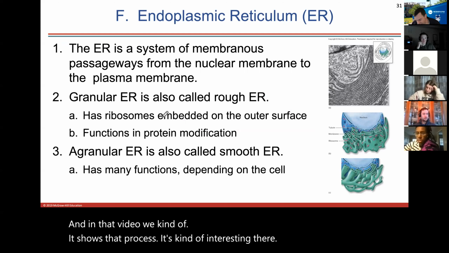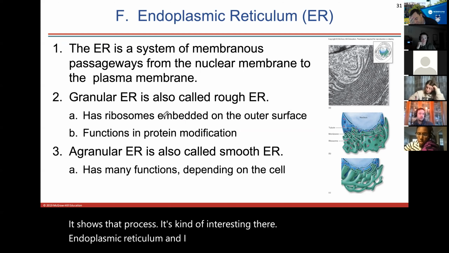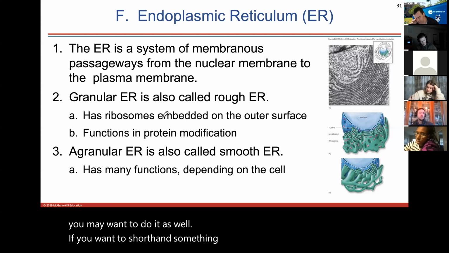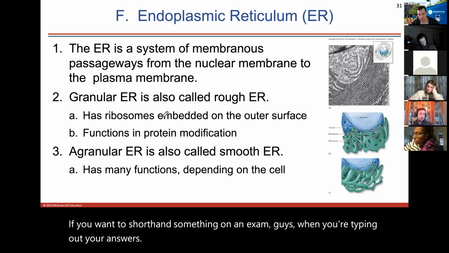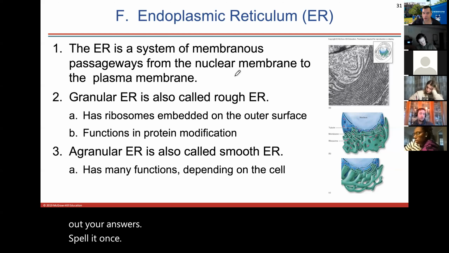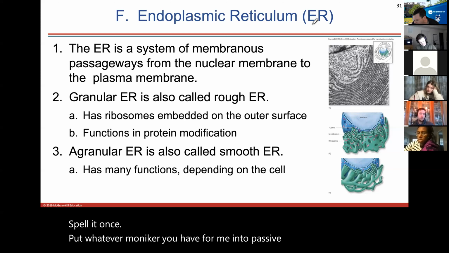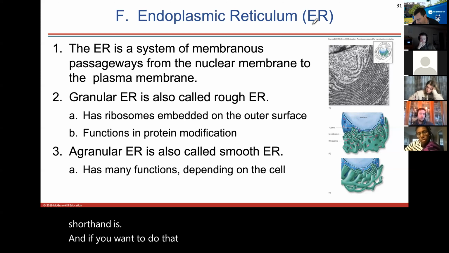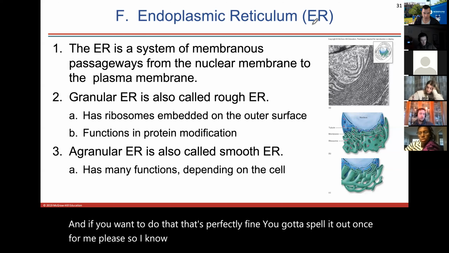Endoplasmic reticulum, and I will mention this here because on the exam, you may want to do it as well. If you want to shorthand something on an exam, guys, when you're typing out your answers, spell it once, put whatever moniker you have. For me, endoplasmic reticulum, I just shorthand as ER. And if you want to do that, that's perfectly fine. You got to spell it out once for me, please, so I know that you know what you're talking about.